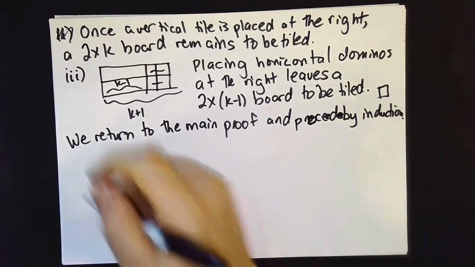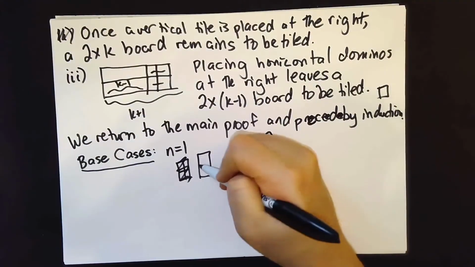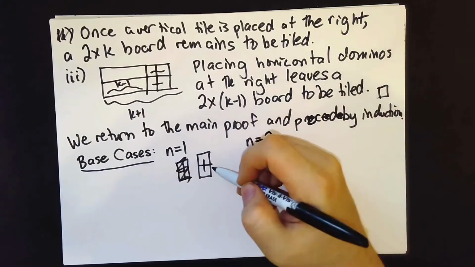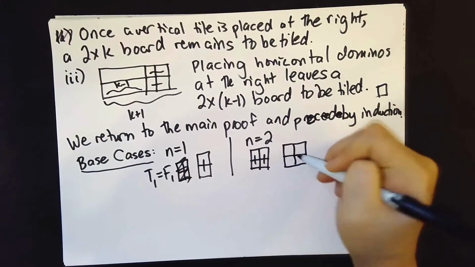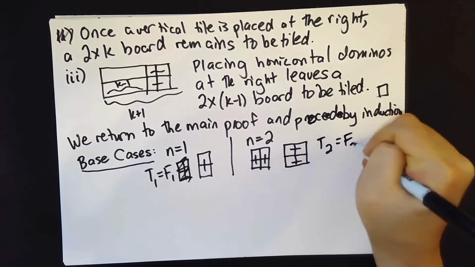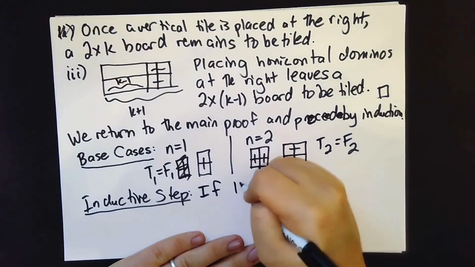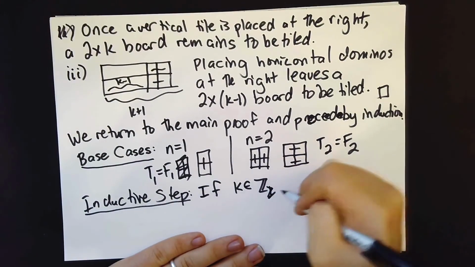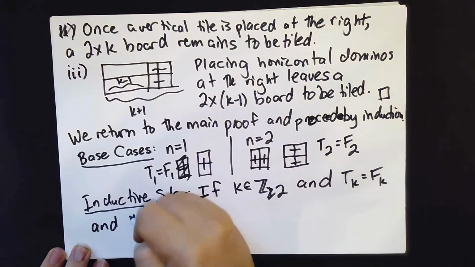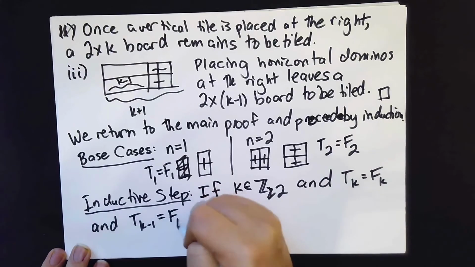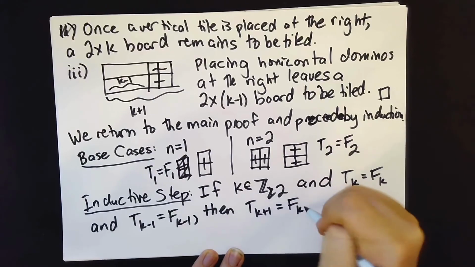proceed by induction. Remember that in this instance, we have two base cases, which were n equals 1, where there is one tiling. And so here we're checking that T1 equals F1. And then for n equals 2, there's two tilings, and we're checking that T2 equals F2. And now for our inductive step, we're going to assume that if k is in the integers greater than or equal to 2, and t sub k equals f sub k, and t sub k minus 1 equals f sub k minus 1, then t sub k plus 1 equals f sub k plus 1.